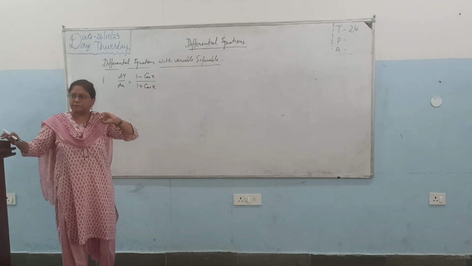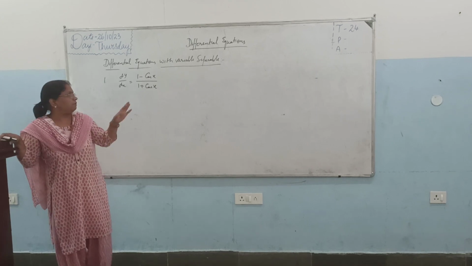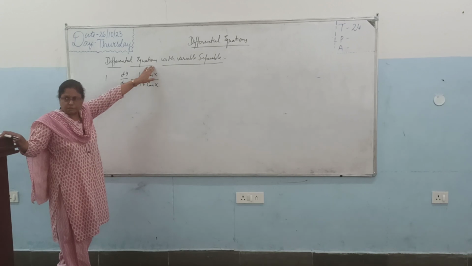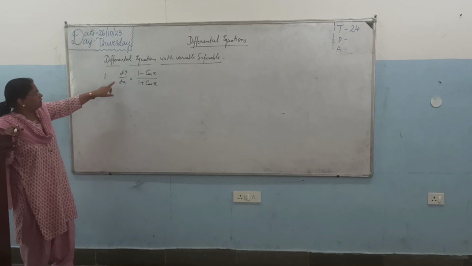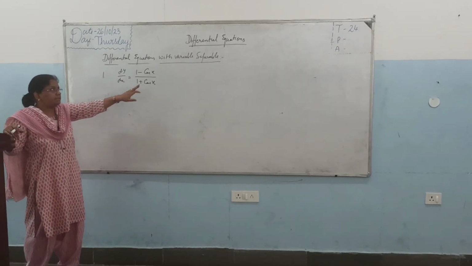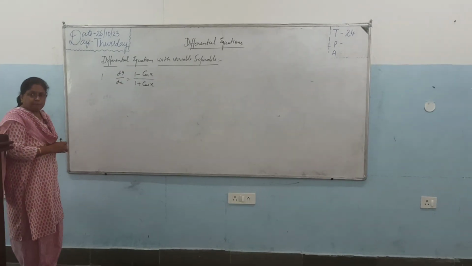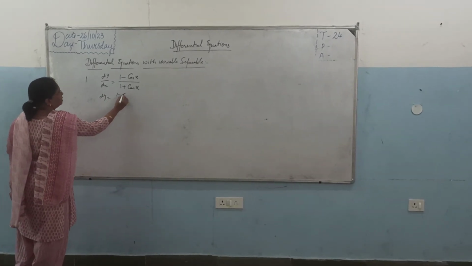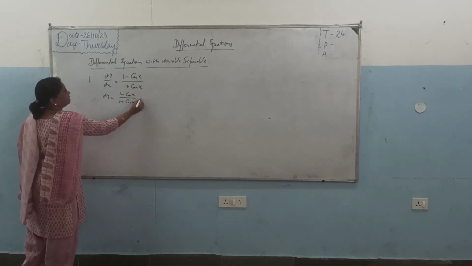There are 2-3 methods for solving of differential equation, but out of those 3, we will study first in which variables can be separated. So this is the example of one differential equation. dy upon dx is equal to 1 minus cos x upon 1 plus cos x. As its name, you can see easily a variable can be separated here, like dy is equal to 1 minus cos x upon 1 plus cos x into dx.